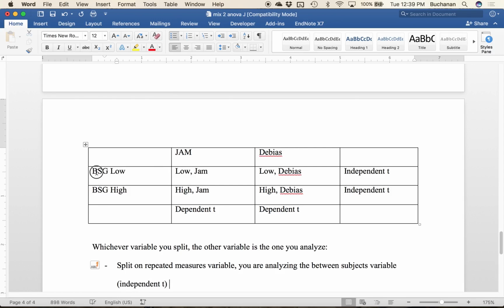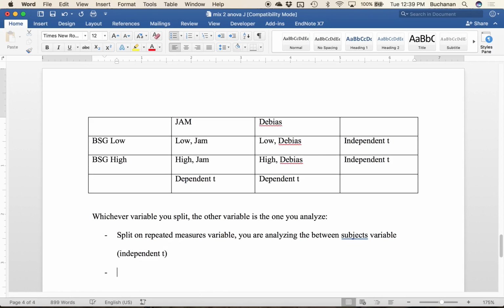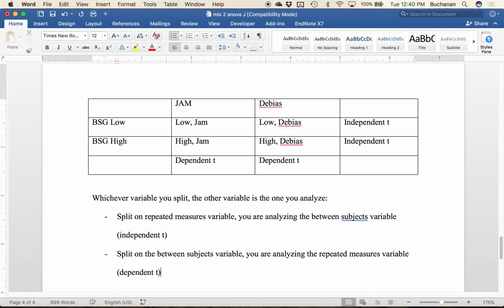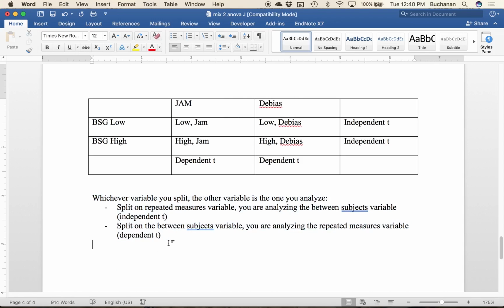Right. And if we split on this variable where we look at just low and then just high, we're running independent T. If we split on the between subjects variable, you are analyzing the repeated measures variable, so it's dependent T. So just use this as a guide on which one you're doing. And this is only in the case when you have a mixed design, a simple mixed design.